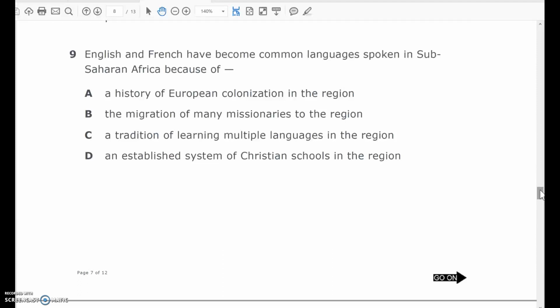Number 9. English and French have become common languages spoken in Sub-Saharan Africa because A. A history of European colonization in the region. B. The migration of many missionaries to the region. C. A tradition of learning multiple languages in the region. Or D. An established system of Christian schools in the region.